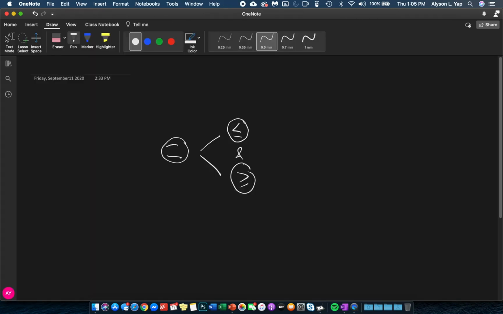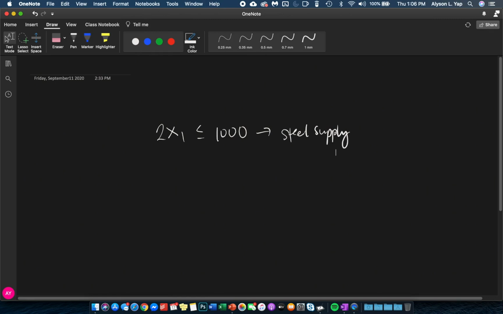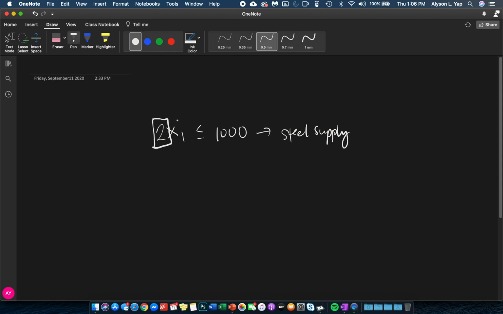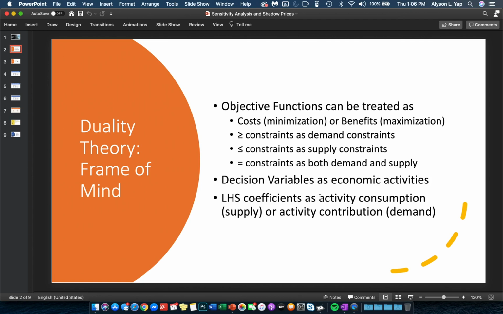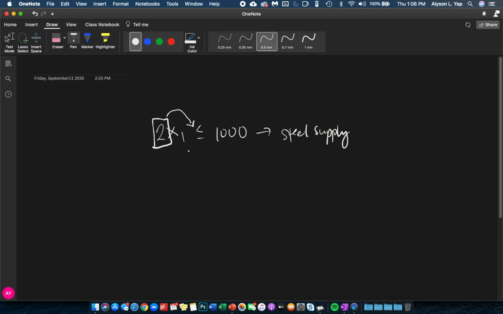Let me give you an example. In the red blue gadget problem, we have the constraint 2x1 less than or equal to 1000. And if you remember, this pertains to the steel supply of the company. This particular coefficient 2 is the coefficient of a less than or equal to constraint. And in this case, a less than or equal to constraint is a supply constraint, and therefore the coefficient is seen as an activity consumption. Let's try to understand that in this context: what is this 2 in relation to x1 and 1000?